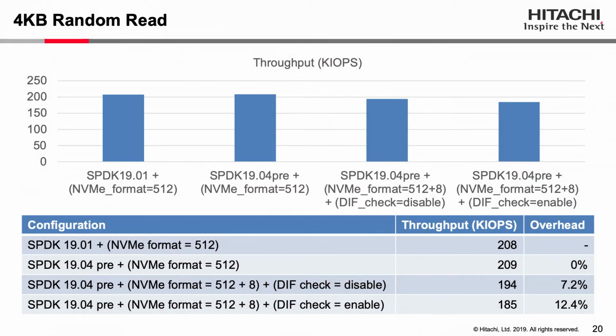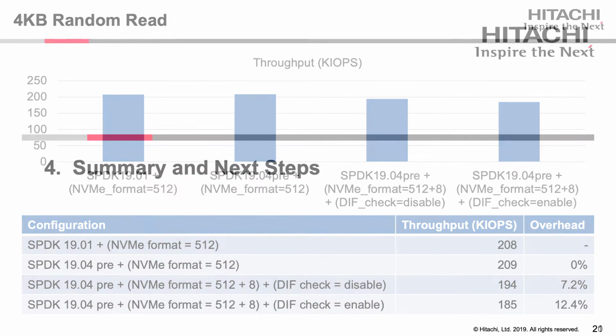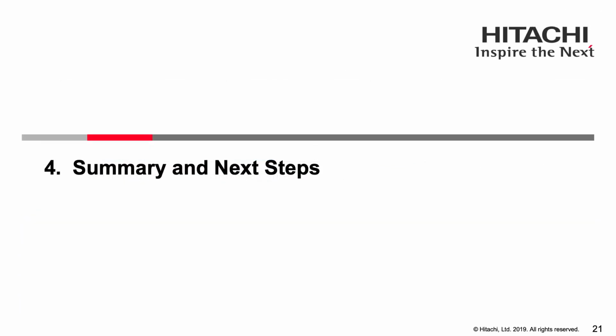This is summary and next steps. At first, now SPDK iSCSI target provides diff insert and strip feature without specialized hardware in SPDK 19.04, and the performance evaluation showed that the overhead were a little more than 10%, both for 4 kilobyte random read and write. And the performance comparison was not apples to apples, because we could not get good implementation from the start. And the absolute value is not so good.